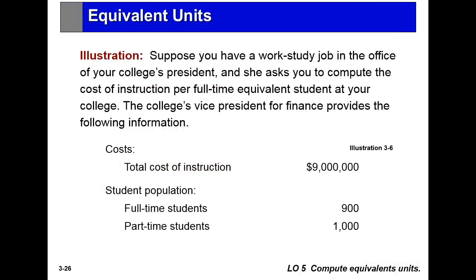So here's an example. Suppose you have a work-study job in the office of your college president, and she asks you to compute the cost of instruction per full-time equivalent student at your college. The college's vice president for finance provides the following information. Total costs, $9 million. Full-time students are 900. Part-time students are 1,000. So we got some full-time, we got some part-time.